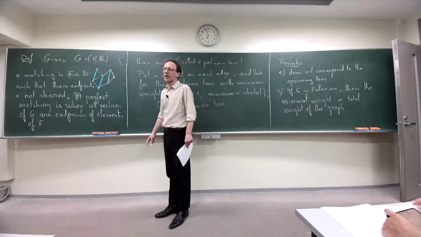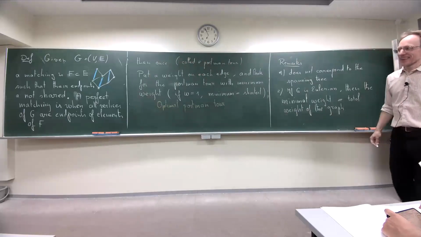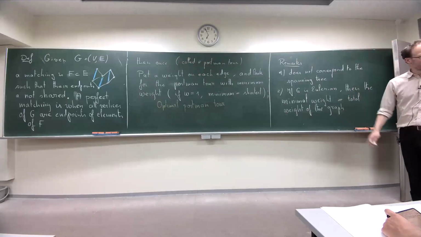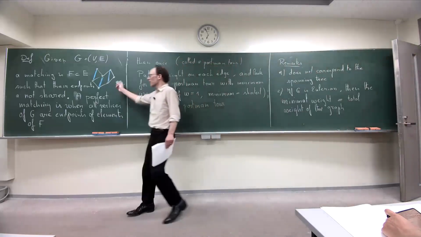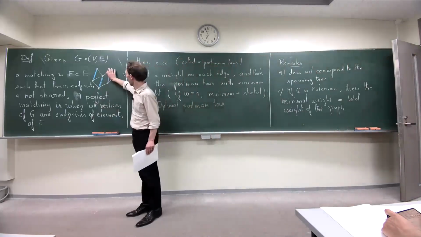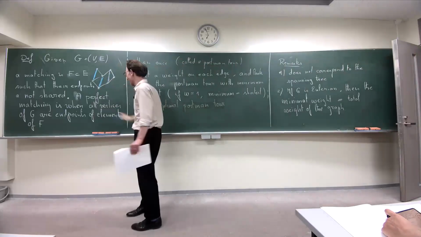Okay, maybe you can find a solution. I'm not claiming that either there is one or that there is no one. I'm just claiming this is not a perfect matching. On the other hand, if we don't have this part, this is a perfect matching. Okay?